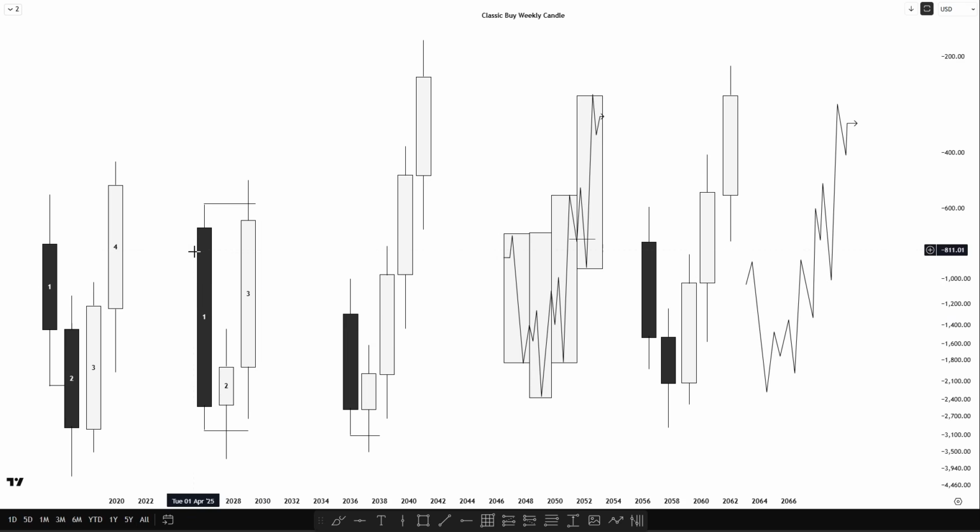Anyways, so we have the Monday range. This is the classic buy. This is the basic. It's not fixed, but this is the highest probability. Monday range, Tuesday manipulation. So after Tuesday manipulation, we can start expecting bullish expansion days. So we have a Wednesday classic buy.